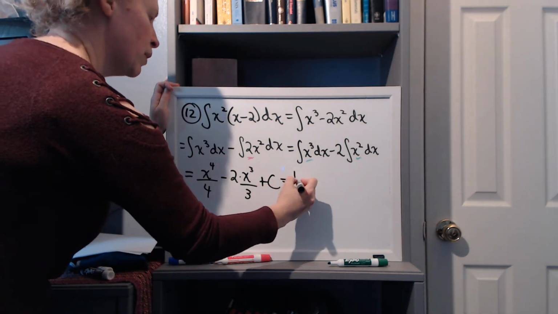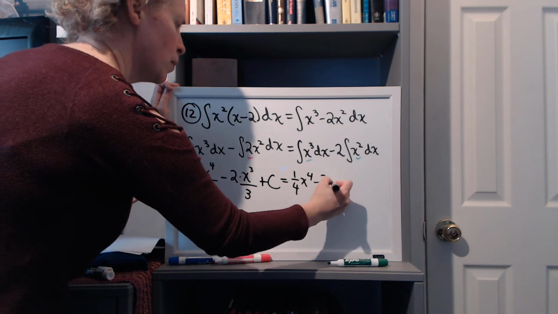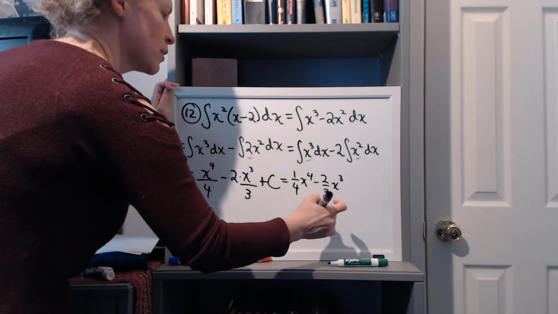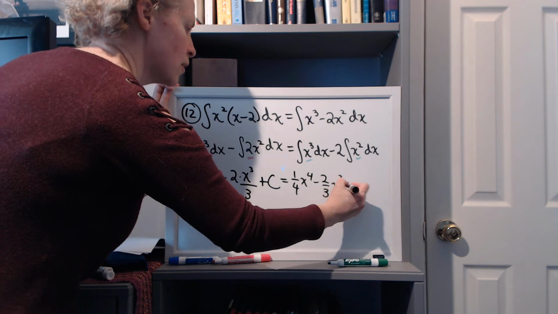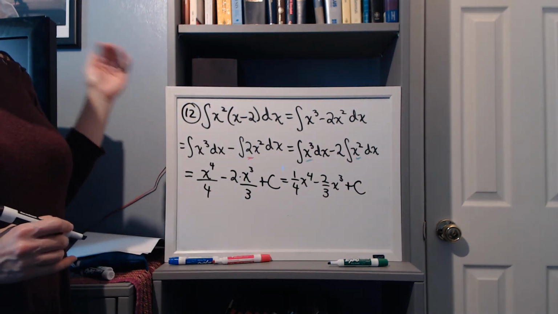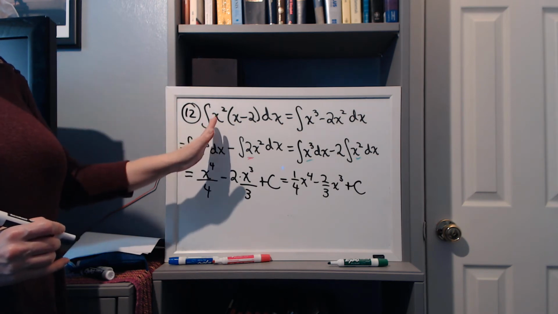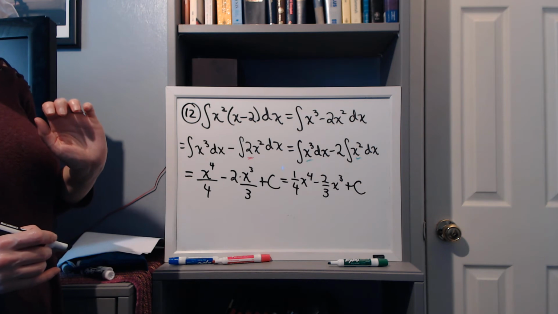So I'm just going to rewrite the format here, you don't have to, but just so you see it in another form, we're going to have 1/4 x to the fourth minus 2/3 x to the third plus c. And there's our antiderivative for x squared times the quantity x minus 2. But remember that you do want to go ahead and distribute.